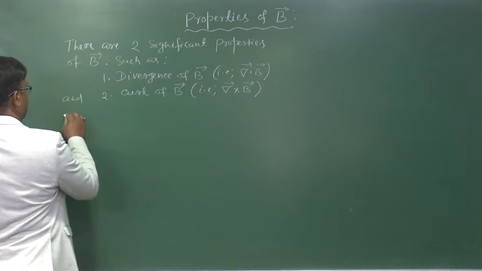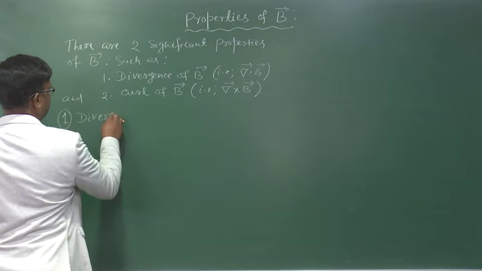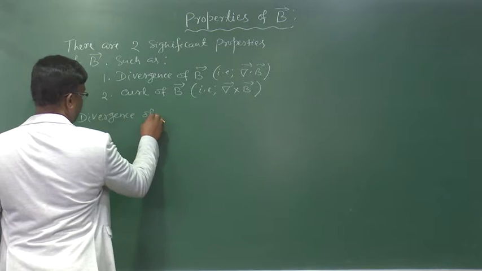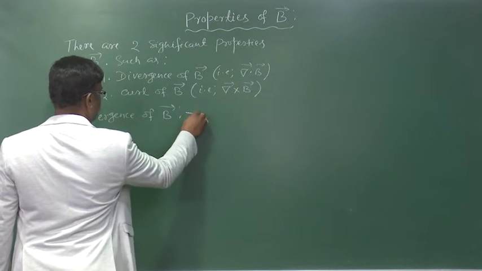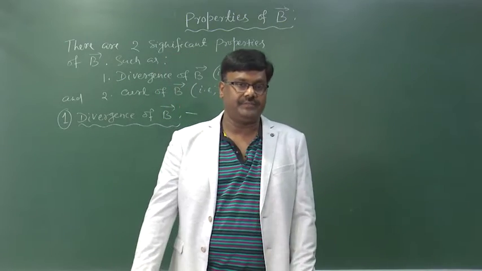The first one is the divergence of B vector. Divergence of a magnetic field strength vector.